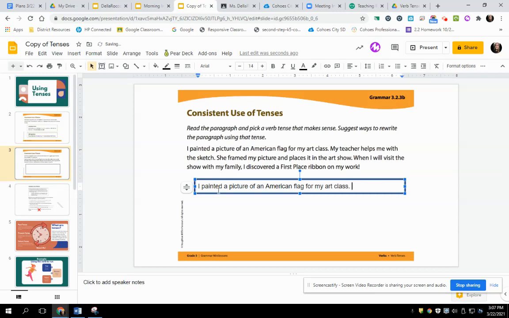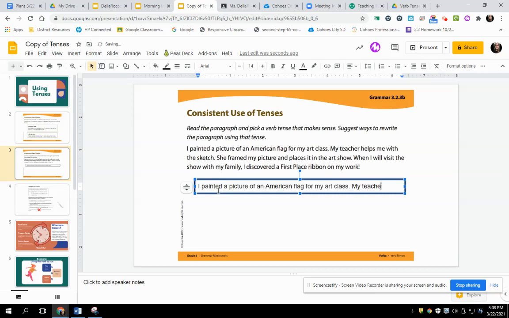You do not have to write this down. You're just following along with me right now because this is more guided. My teacher helps me with the sketch. Well, we know that she already painted a picture of the American flag. So if she already did that, then that means her teacher already helped her with the sketch because the painting is already done. So we could change where it says helps me to say this.